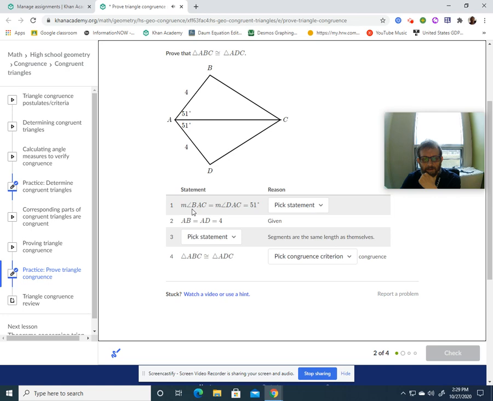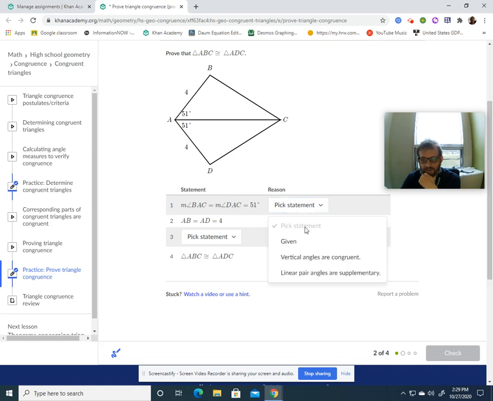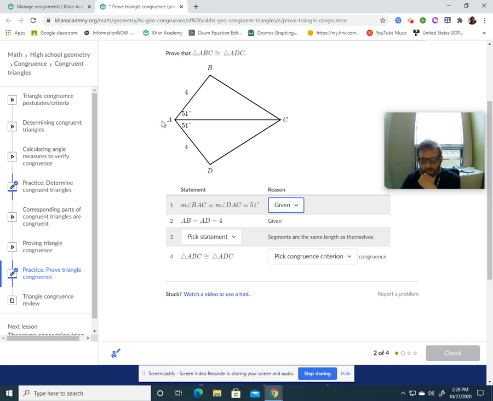All right. Angle BAC is congruent to angle DAC, which is equal to 51. How do we know that? Well, it's literally on our picture. They gave it to us. All right. Segments are the same length as themselves. Well, the only segment here that they would be talking about is AC, which is on both triangles. So what they're saying is AC is congruent to AC because it's equal to itself. And then lastly, it says triangle ABC is congruent to triangle ADC, and it wants to know why.